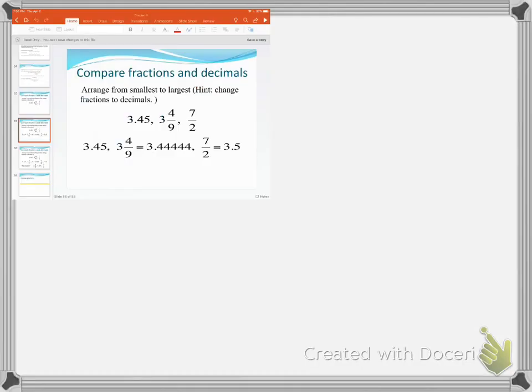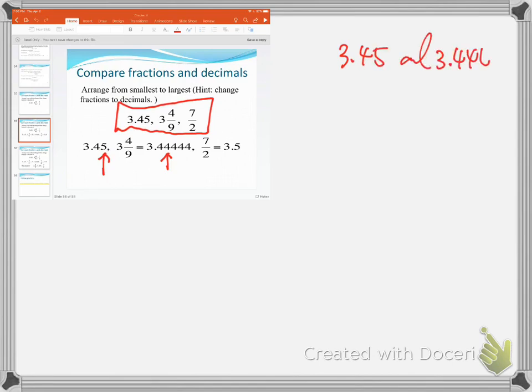Okay, so now let's look at an application. How can we compare decimals and fractions? The idea is we change all of them to decimals, and then we can compare the digits in the decimal places. So you can compare 3.45 and 3.4444. Which one is bigger? The first two digits are the same, so you compare the third one. Hundredths place. Here is 5, here is 4. So this is bigger.